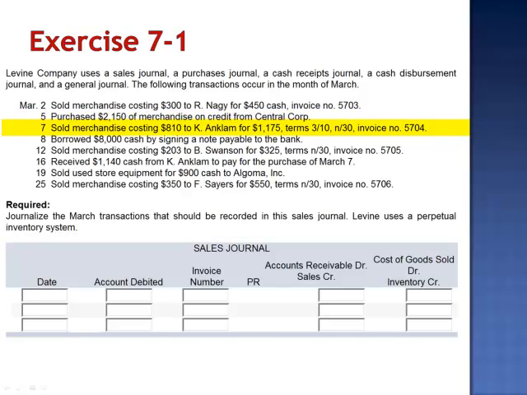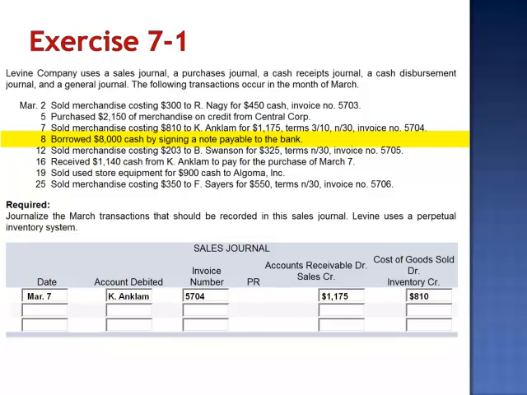March 7th, sold merchandise costing $810 to K. Anklin for $1,175, terms 3/10, net 30, invoice number 5704. This is a sale of merchandise on account, and it would be recorded in the sales journal. In the sales journal, we'd include the date, March 7th, the account to be debited, the individual customer, K. Anklin, the invoice number, 5704, the amount that would be journalized as a debit to accounts receivable and a credit to sales, $1,175, and the amount to be debited to cost of goods sold and credited to inventory, $810.